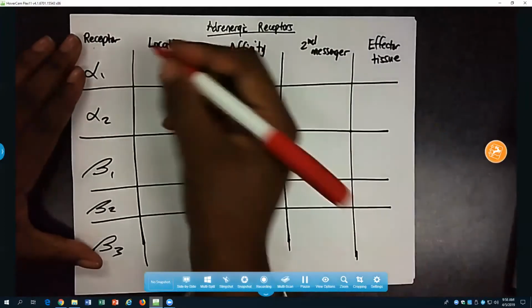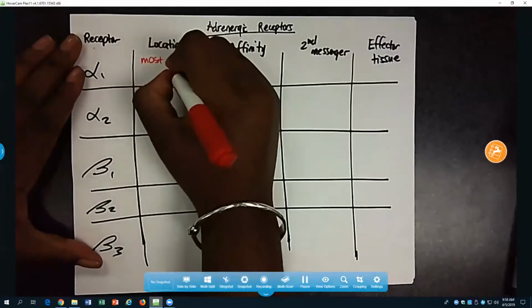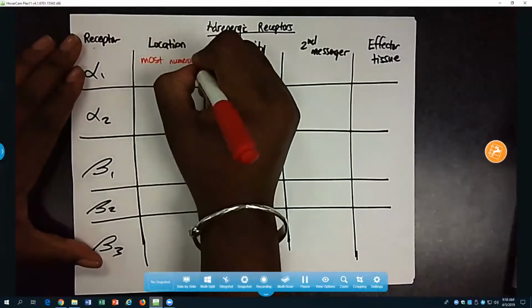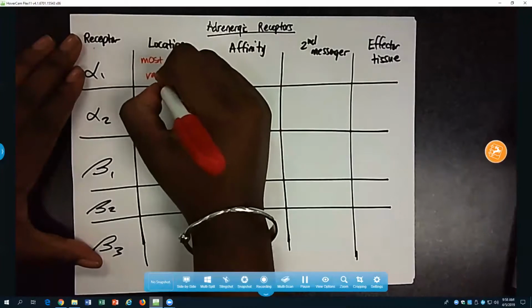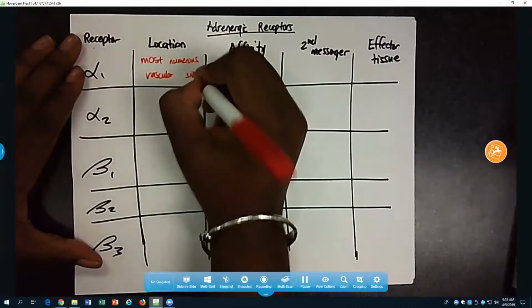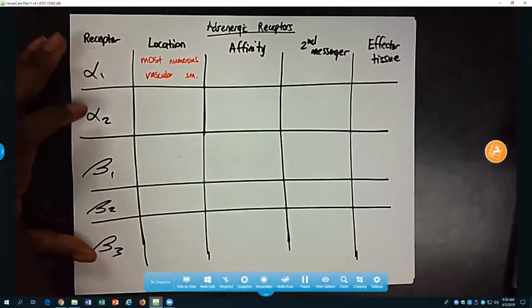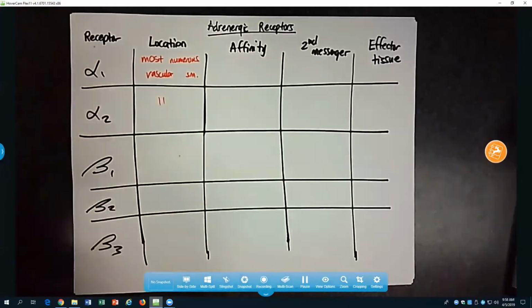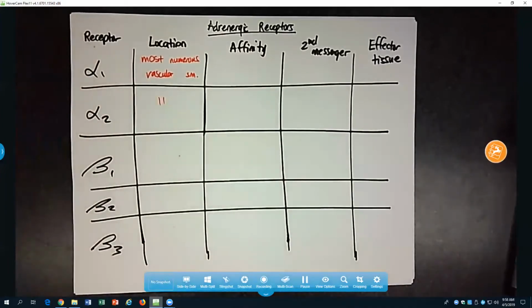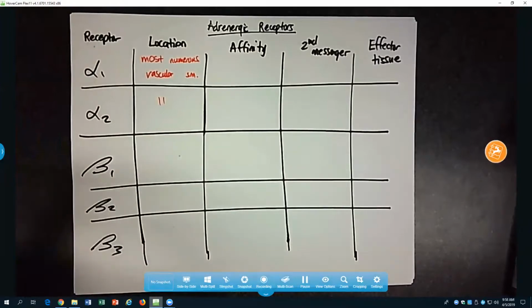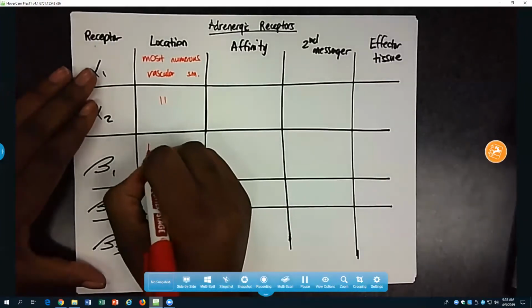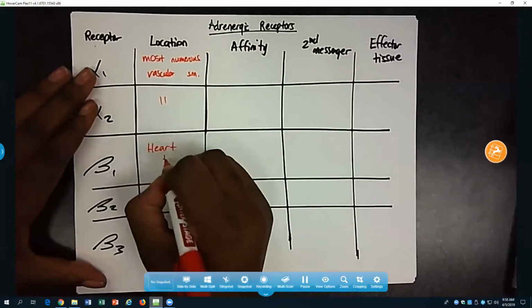What are the locations here? So we know alpha 1 receptors are the most numerous of all receptors. And they're found pretty much on vascular smooth muscle. Okay. Alpha 2 receptors, same deal. Most numerous, so alpha receptors in general, the most numerous, and they're all found on vascular smooth muscle. Okay. What about beta 1 receptors? What organ? Heart and kidneys.